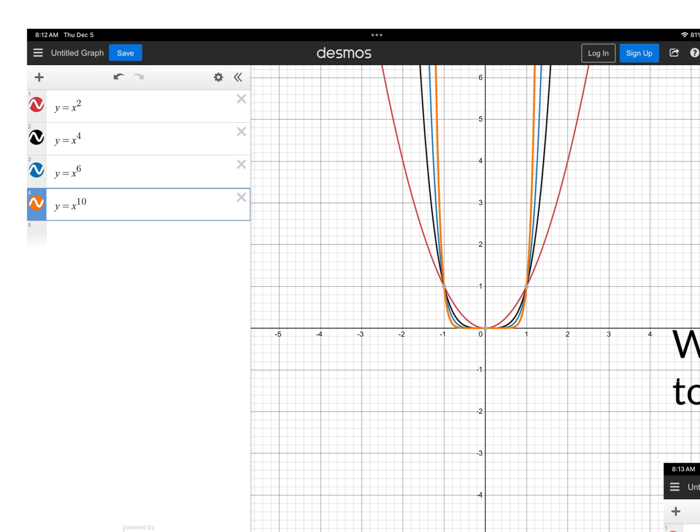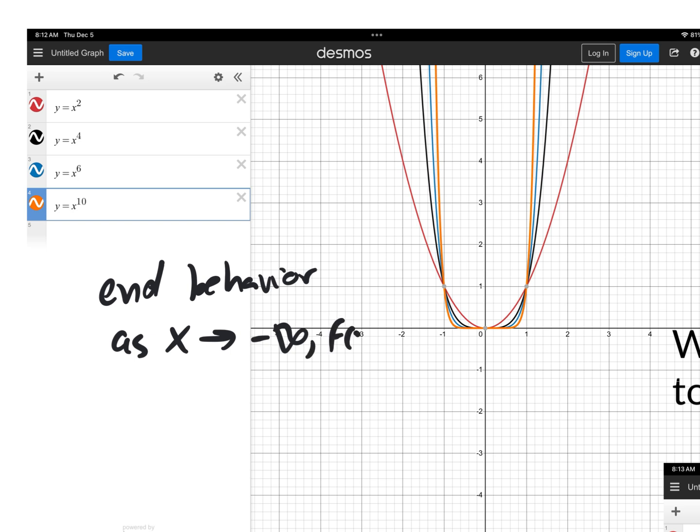But the reality is, these notes right here are strictly on end behavior, okay? So when you have an even degree function, they're always going to end up here, the end behavior. And let's describe that end behavior. The end behavior of all of these is as x approaches negative infinity, f of x approaches what?